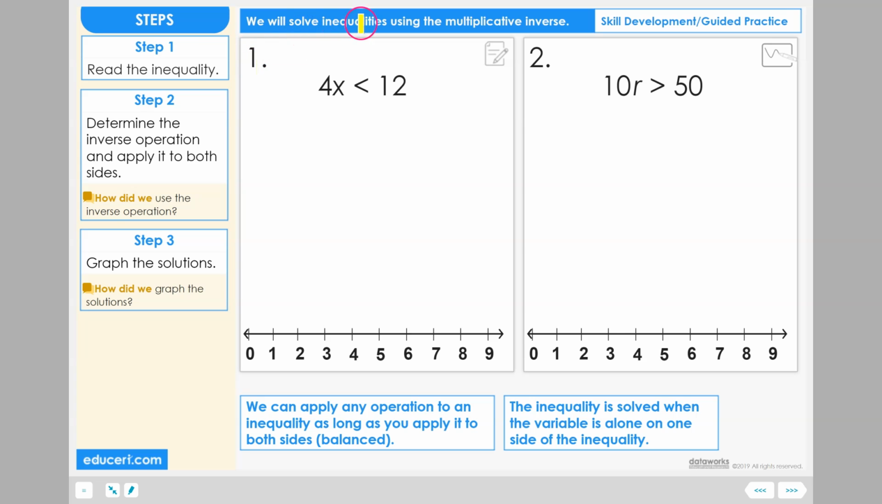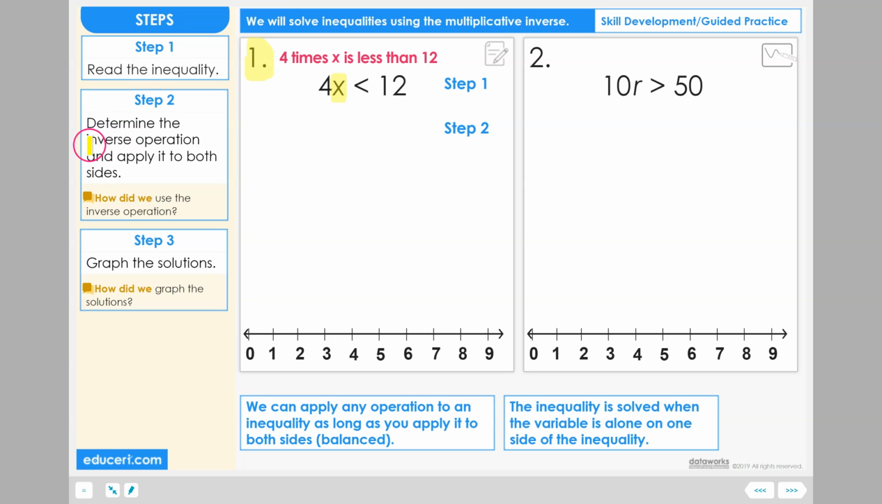Okay, let's solve inequalities using the multiplicative inverse. Equation number 1. Step 1. Read the inequality. 4 times x is less than 12. Notice that the variable we want to solve for is on the left-hand side of the inequality.